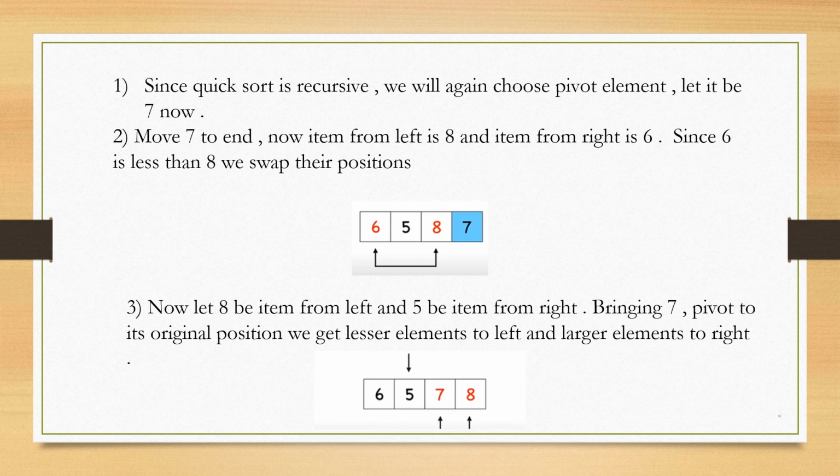Since quicksort is recursive, we will again choose a pivot element. Let it be 7 now. Move 7 to the end. Now the item from left is 8 and the item from right is 6. Since 6 is less than 8, we will swap their positions. Again, now let 8 be the item from left and 5 be the item from right. Bringing the 7 pivot to its correct position, we get lesser elements to the left and larger elements to the right.